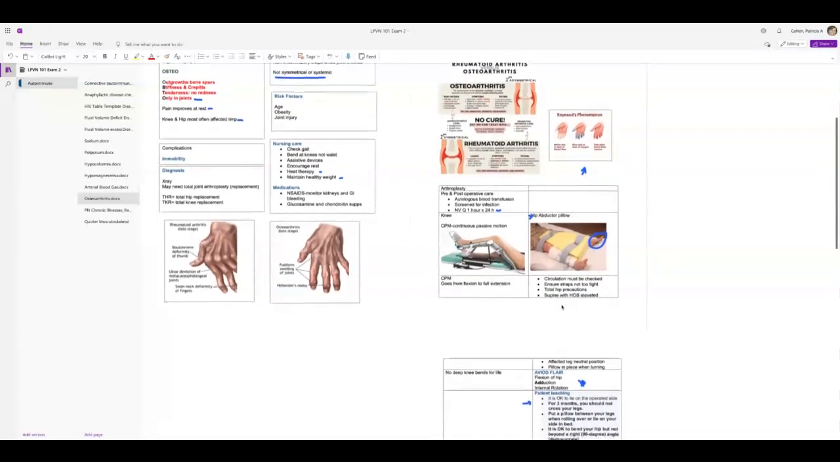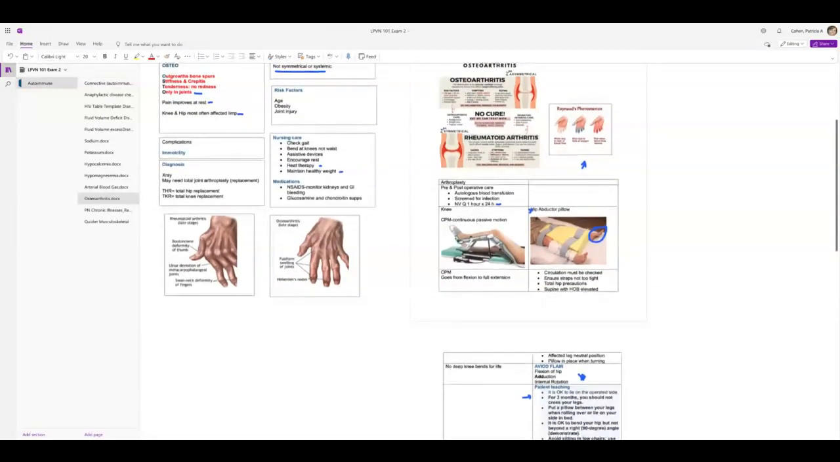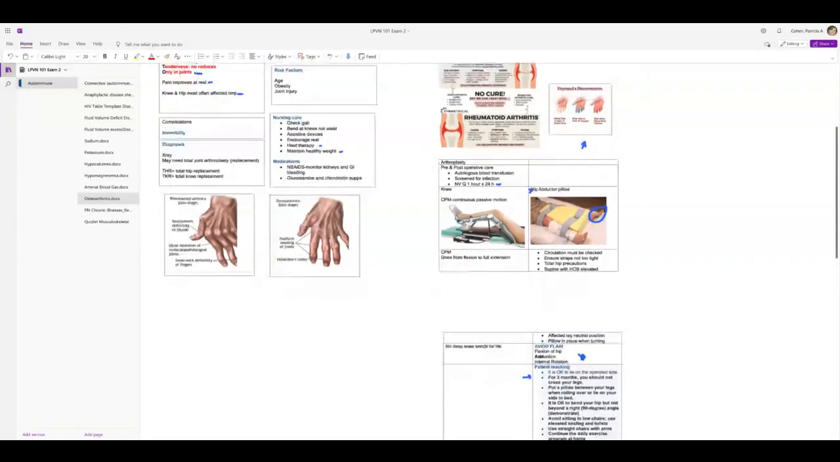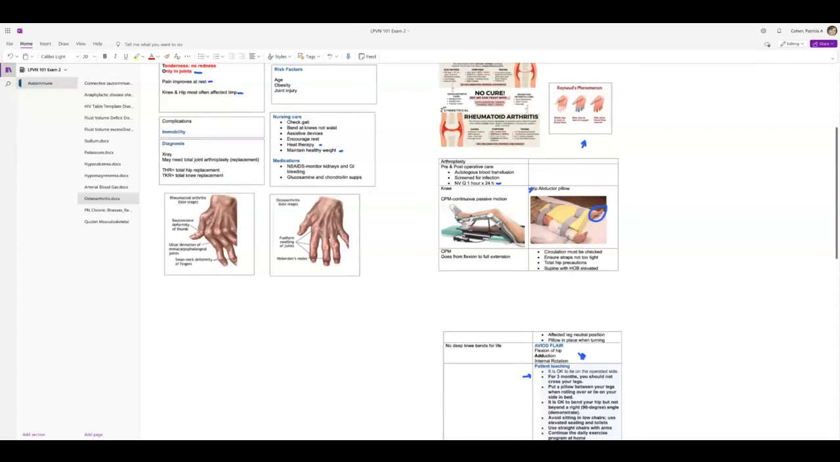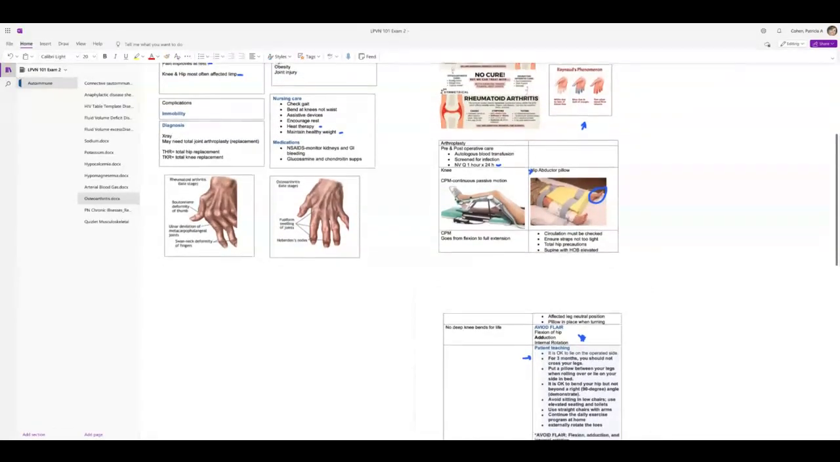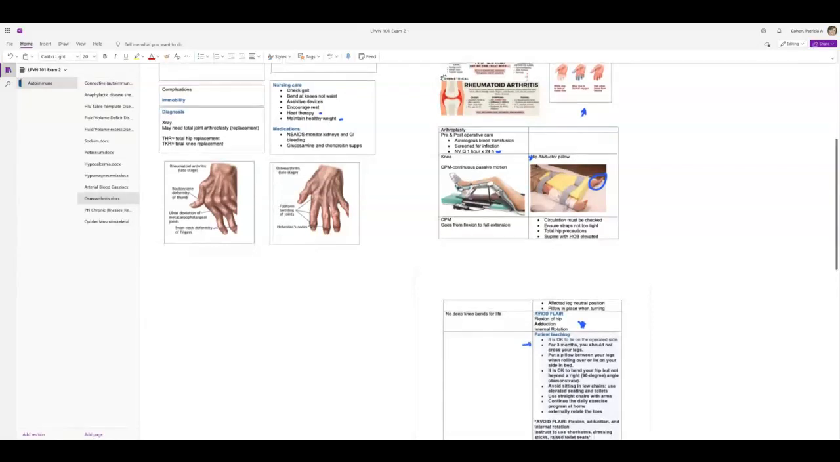They need to avoid this mnemonic I learned when I was in nursing school called FLAIR. So flexion of the hip: the hip cannot bend greater than a 90-degree angle. If I'm in class tomorrow night, let me show you what I mean by that. Then adduction, which you don't want, and IR stands for internal rotation. That means the toes pointing in.